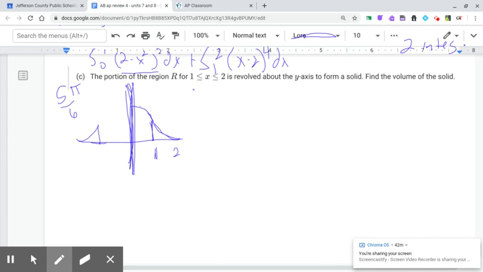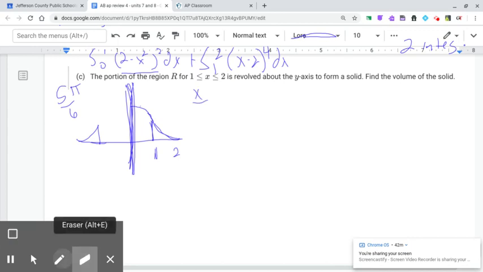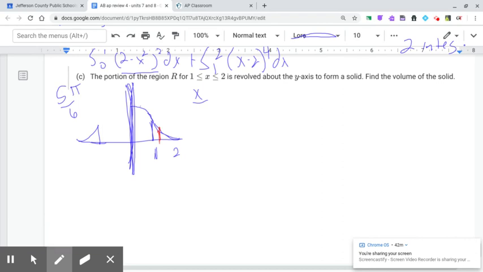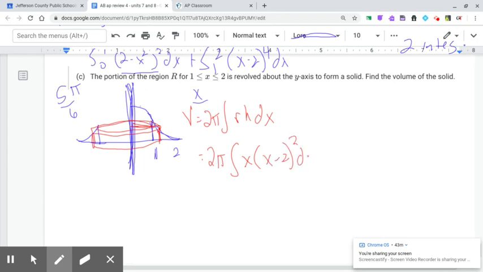Now, if we use x, then our rectangles will go this way. If we revolve those rectangles, then we get a cylindrical shell. Volume then is 2 pi times the radius times the height times the thickness, which is dx. The radius is x. The height is the function that we use from 1 to 2, which is x minus 2 squared, from 1 to 2 in x.